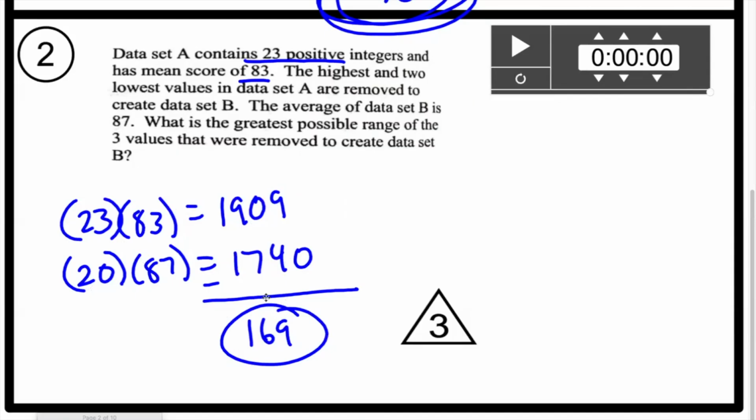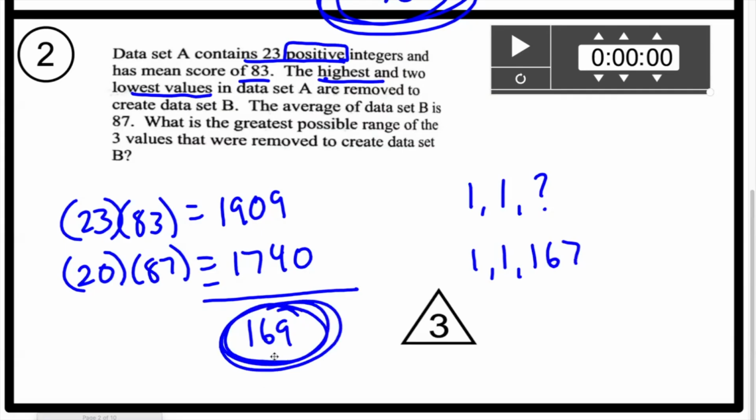I removed 169 total points, but it wants the greatest possible range of the values. So I removed the highest and the two lowest values. Well, since the numbers just have to be positive, I'm going to assume the two lowest values were a 1 and a 1, and then question mark, because I want to make it the greatest possible range. So I want to make the two values that I removed the lowest possible. And I can't make them 0 or negative because they have to be positive. So that means this question mark would have to be 167, because that would give me a total of 169. And then finally, the range is the largest minus the smallest. So that would be 166. So the greatest range that we could get is 166.